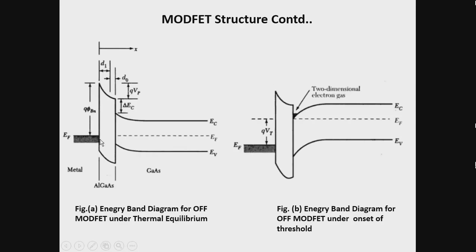And here is the energy band diagram for the Modfet under off condition. This is the energy band diagram for the Modfet just under the conduction state. We will explain these one by one.